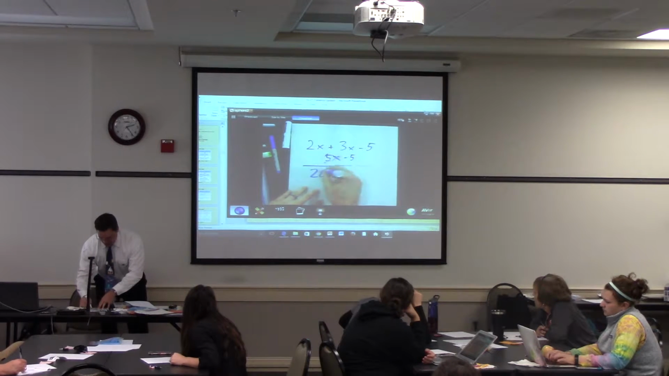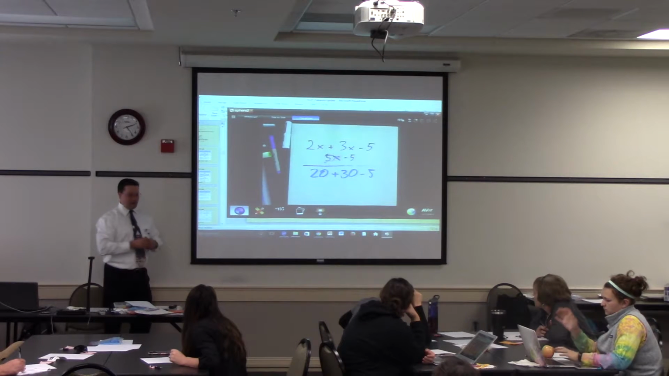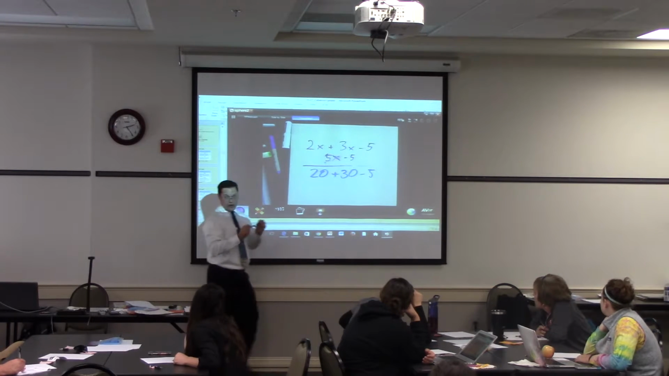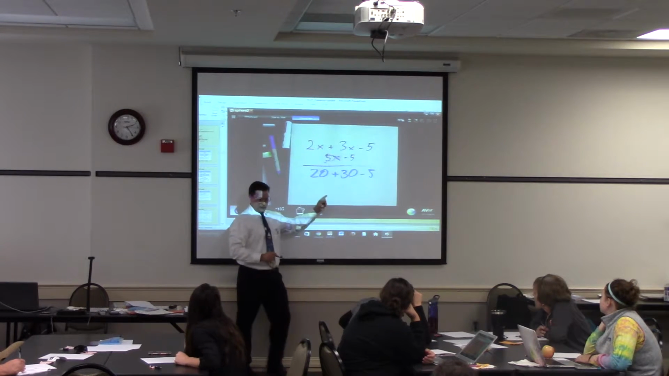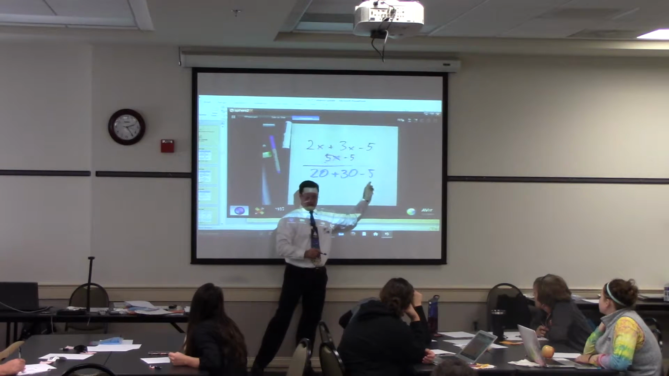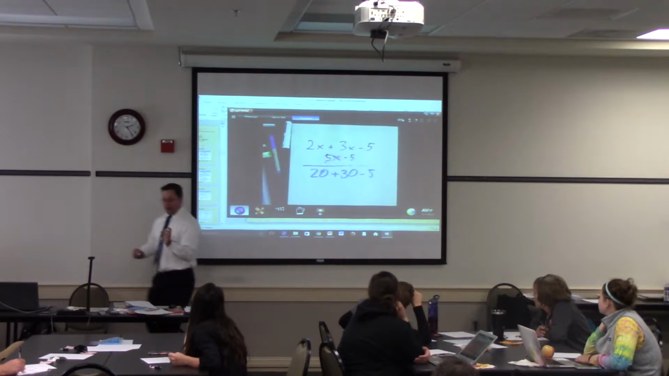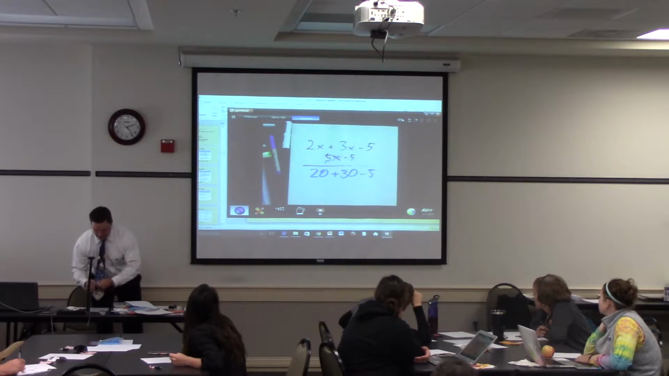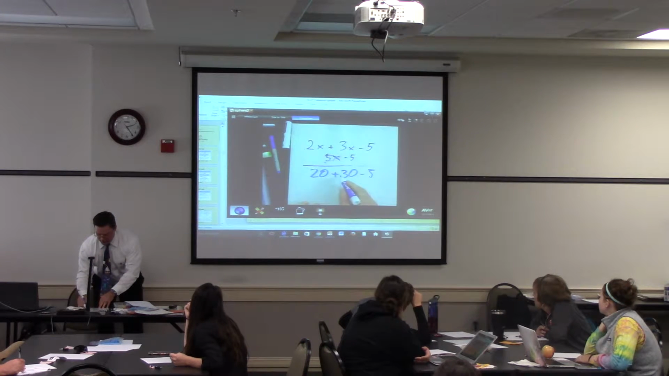All right, so I have 20 plus 30 minus 5. And rather than calling this 20 plus 30 minus 5, I want the child to hear it as 2 tens plus 3 tens minus 5 ones. Which ones combine quicker? The tens. 2 tens plus 3 tens would be 5 tens minus 5.